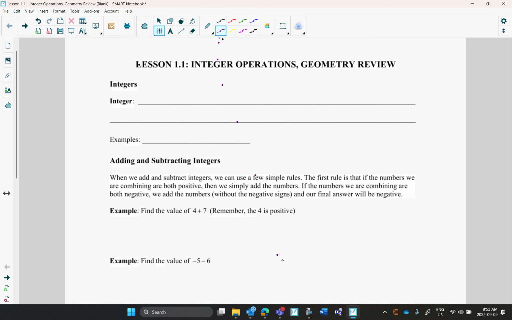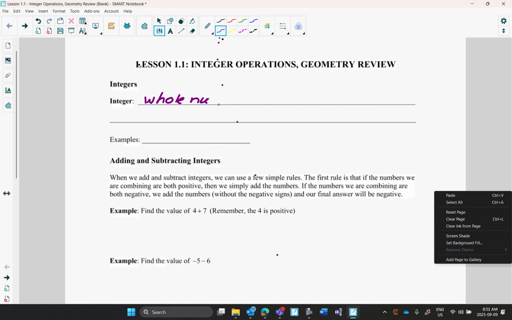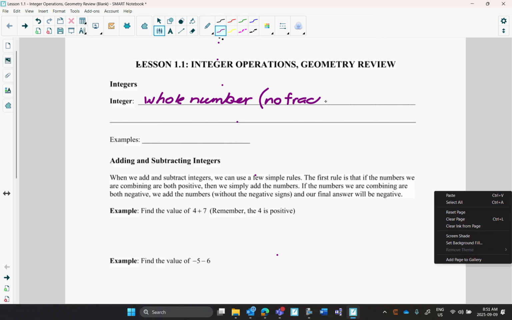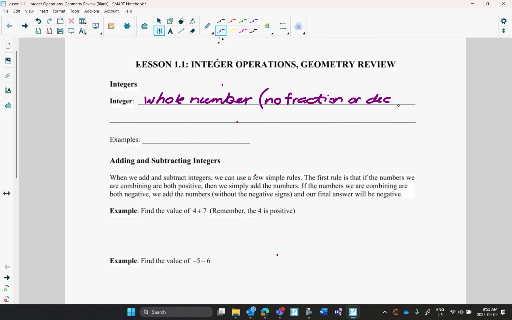That's a fancy name. What's an integer? A whole number that has positive or negative. Okay, whole number that's positive or negative. Perfect. So whole number means it doesn't have a fraction or decimal. Those are different. We call those different numbers. And that is positive or negative.